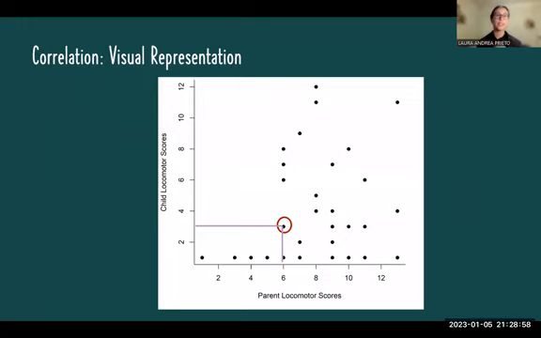All right, so the first idea about the visual representation is that scatter plot. With the scatter plot, we're really looking that each participant or pair of participants has a data point. So for this example, our parent who scored a 6 has a child who scored a 3. So this point right here would represent that pair of participants, and so on and so forth.